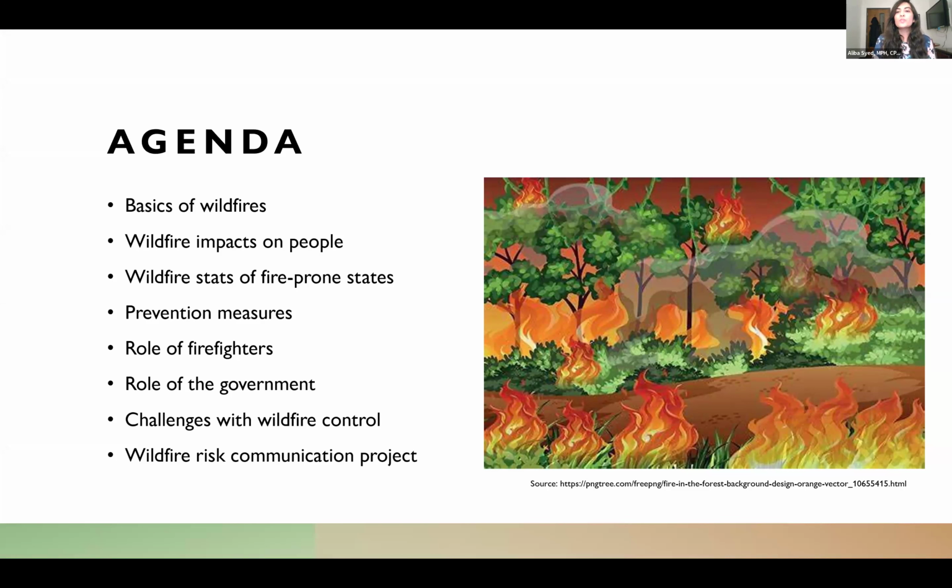We will further discuss prevention measures, the role of firefighters and the government, and some of the challenges that occur with wildfire control. And lastly, I would like to share with you all a brief overview on a wildfire risk communication project that I conducted with another public health professional.